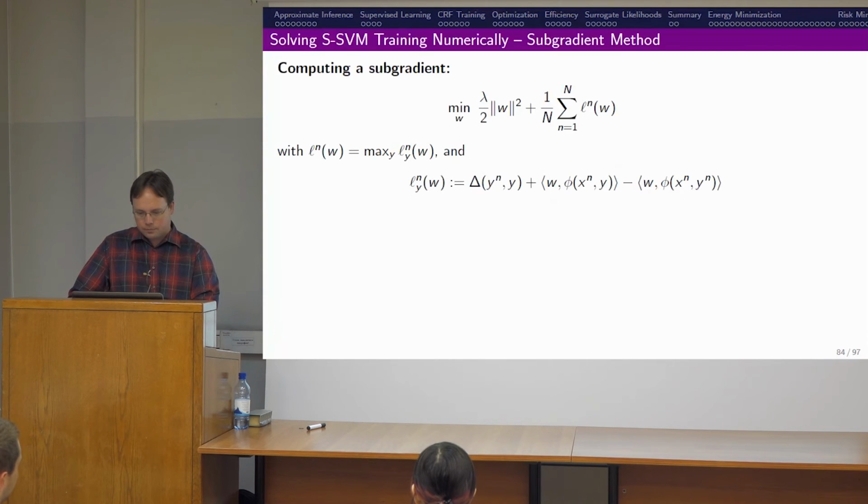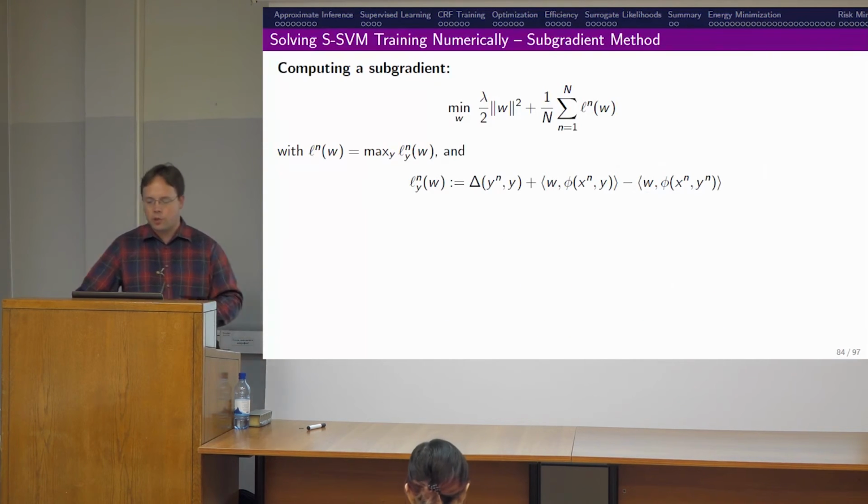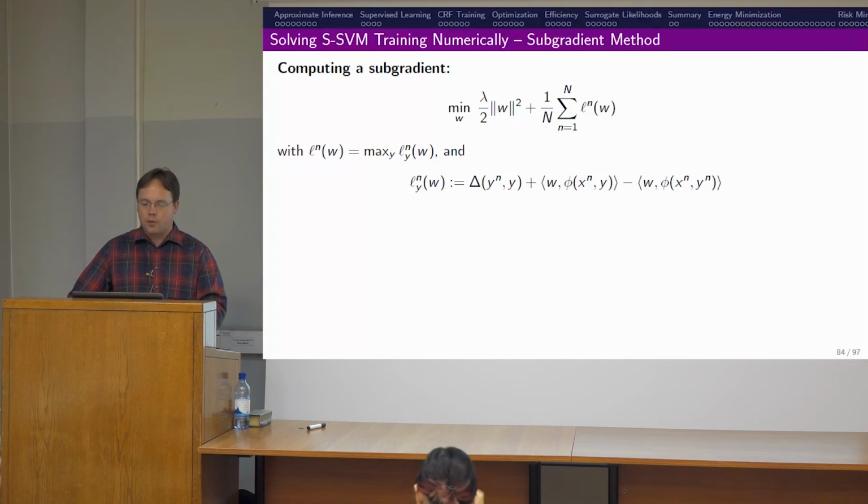and is used. So how do we compute subgradients for this objective which we have? It's the sum over the loss, right? And I now call the loss l_n for the nth example, so I don't always have to write the summation.